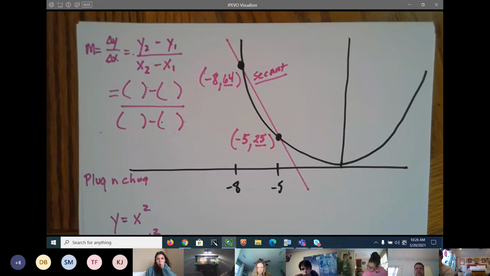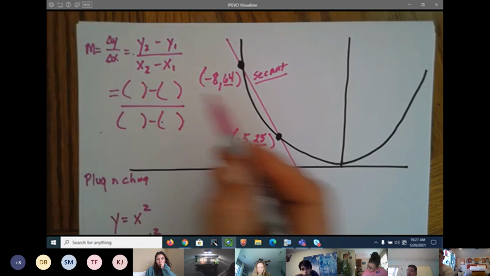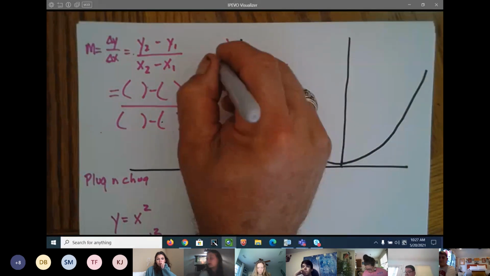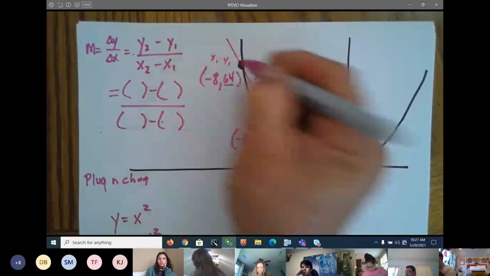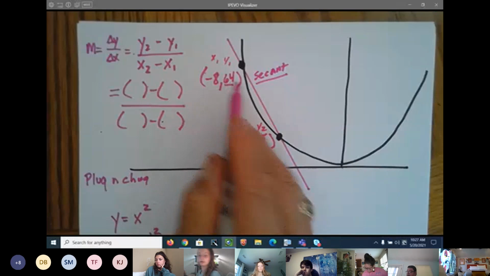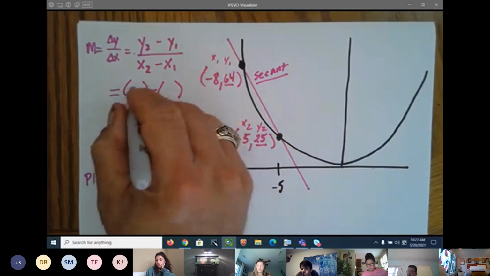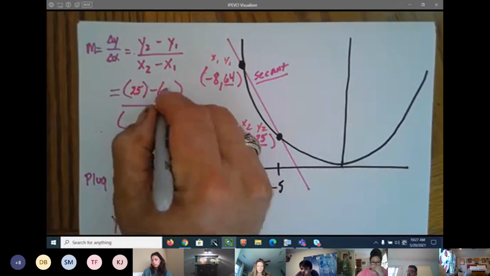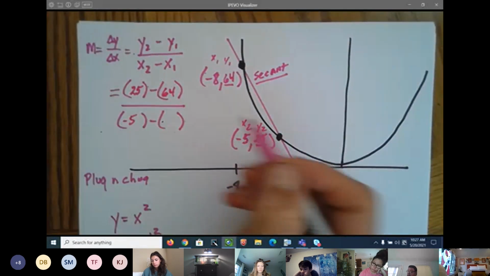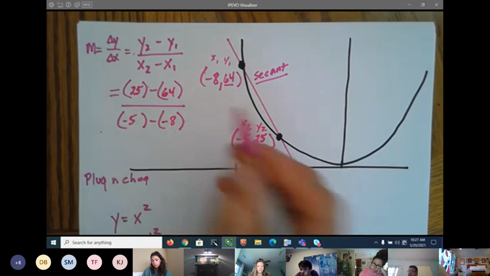I found the slope of it. Good job. I am proud. Negative. Y sub 2, 13. Which way do we read? We read from left to right. That's the way we've been reading for 12 years, isn't it? So x sub 1, y sub 1, x sub 2, y sub 2. So my 25 is right here. My 64 is right here. My -5 is right here. My -8 is right here.